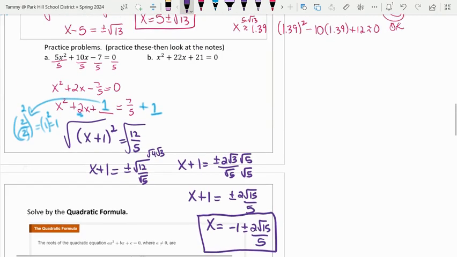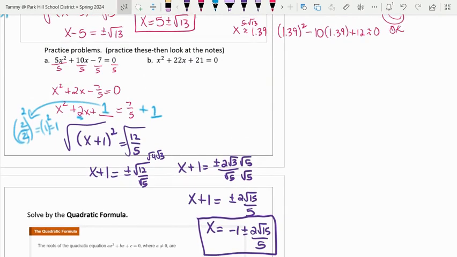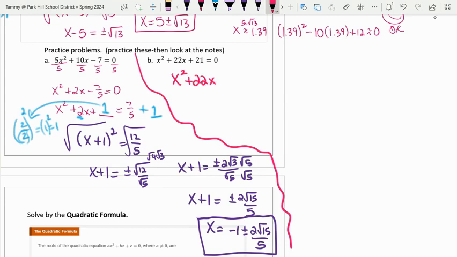Next one is not so terrible. Let's get a new color. I'll use red. First step on that one, move the 21 to the other side. So x squared plus 22x plus blank equals negative 21. What goes in the blank? Take the 22 divided by 2, quantity squared. So it's going to give me 11 squared or 121 in the blank. Add 121 to this side, so add that to both sides.